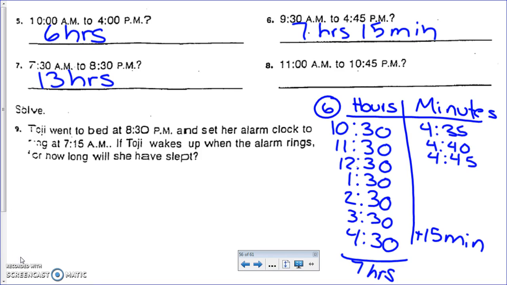For 8, we have 11 a.m. to 10:45 p.m. Now, if we look at this one, we're very close to going from 11 a.m. to 11 p.m., and we know that would be 12 hours. Well, we're 15 minutes short of going a complete 12 hours, so you can either count up or you can go up to 11 p.m. and subtract 15 minutes backwards. So we're going to end up with 11 hours and 45 minutes.